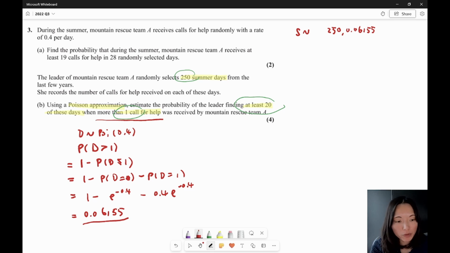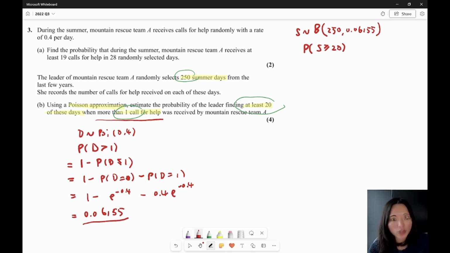This follows a binomial distribution, because I've got 250 days. I want to see what's the probability of at least 20 days, which gives me what I'm after, which is more than one call for help. And the probability that we want to work out is: what's the probability of S greater than or equal to 20?